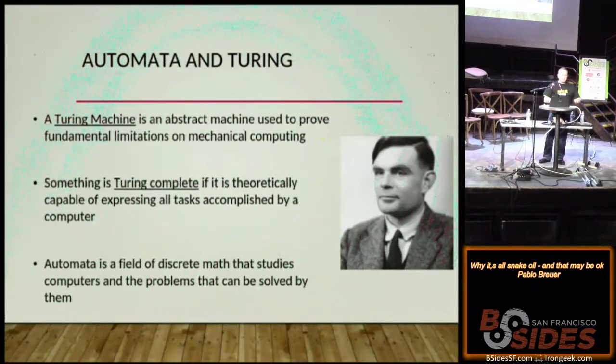And something is said to be Turing complete if it's theoretically capable of expressing all the tasks accomplished by a computer. So if you're a computer scientist, you get to spend a wonderful semester learning something called automata. It is really painful math notation, but what it really is, is a field of discrete math that studies computers and the problems that can be solved by them, and more importantly, the problems that cannot be solved by them. Ever.